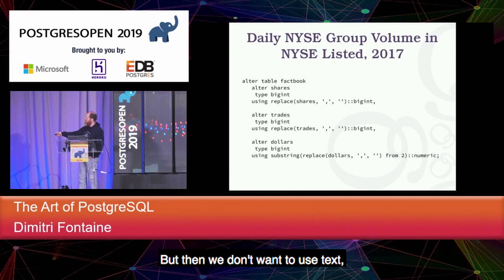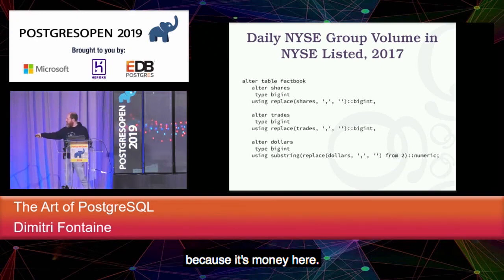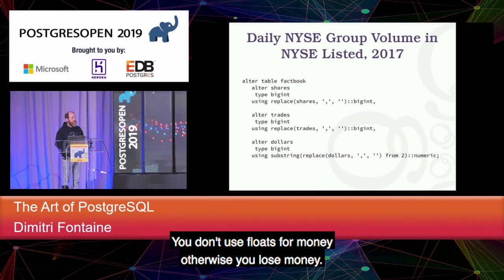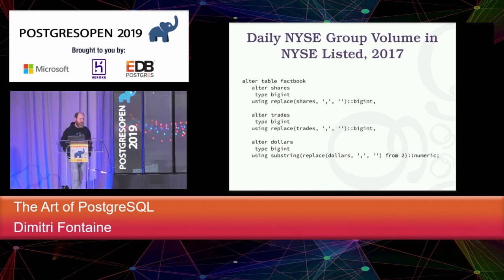But then we don't want to use text. We want to use integers and numeric. Because it's money here, you use numeric, right? You knew that, right? You don't use float for money. Otherwise, you lose money. So don't do it.